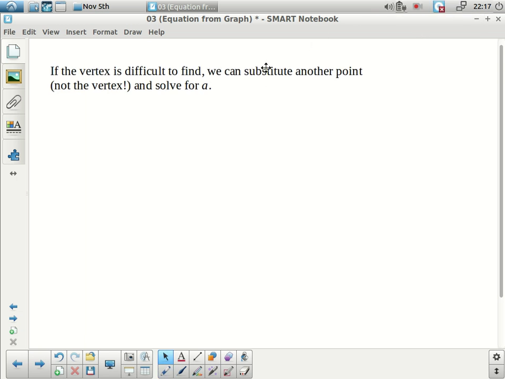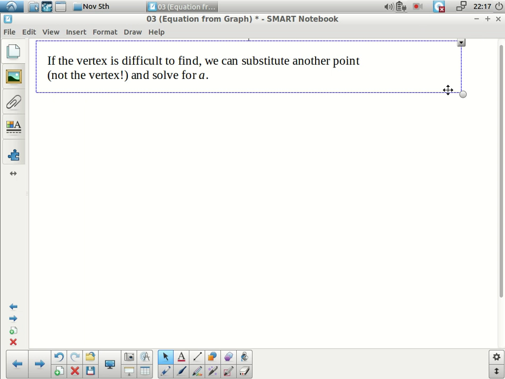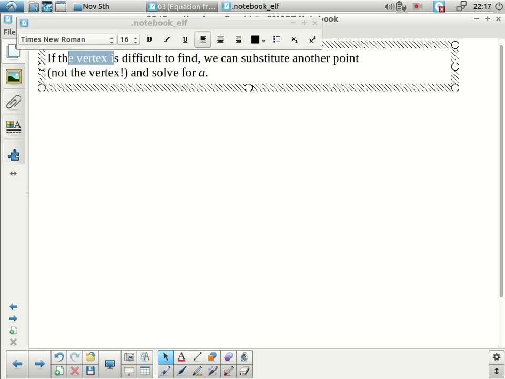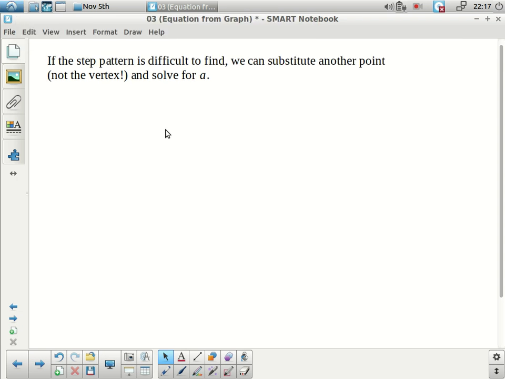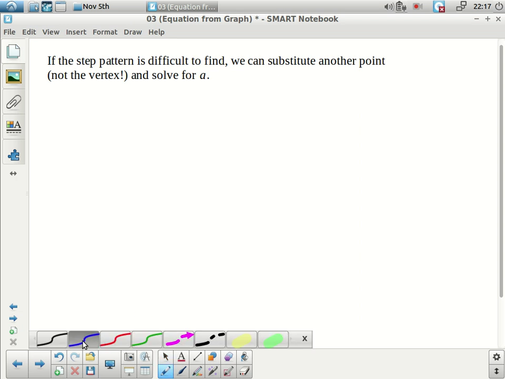So the second method that we're going to look at is this. Okay, I'm sorry, not vertex, this is step pattern. If the step pattern is difficult to find by looking at the graph, another way we can do this is take the equation, substitute in another point that we know, and solve for a that way. Okay, so it works like this.